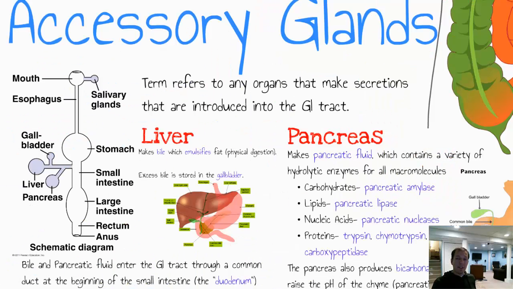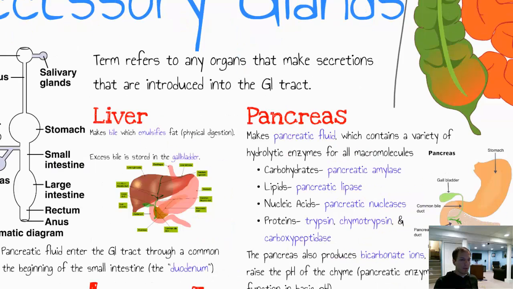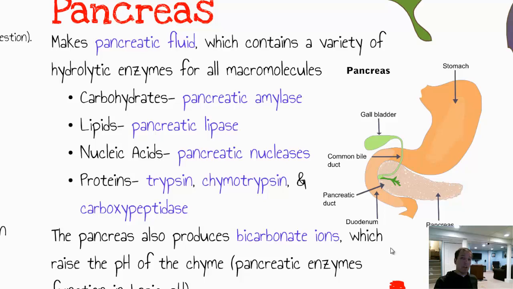Now, a couple of accessory glands. Accessory glands in general refer to small organs or tissues that produce things that the digestive system needs. And so the main two organs here are the liver and the pancreas. For the pancreas, its main job is to produce enzymes. You can see the pancreas is this shape.